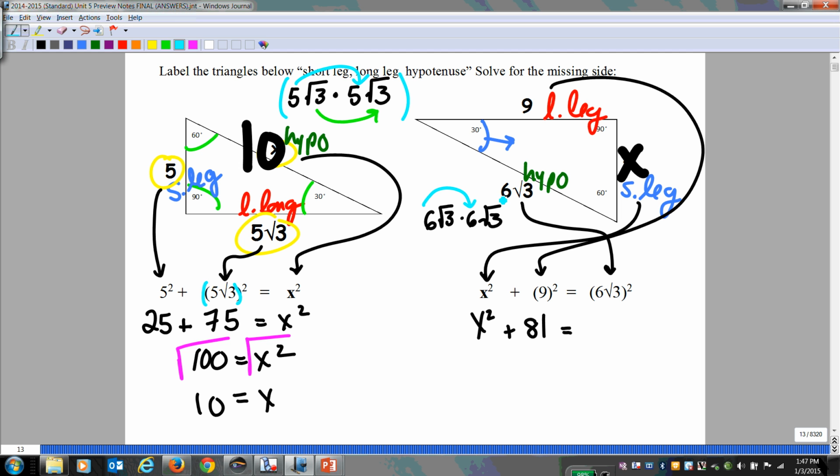6 times 6 is 36. Root 3 times root 3 is 3. So we're going to do 3 times 36. Oh my goodness, we're going to do double-digit multiplication by hand. Yes. That's going to be 108. I'm going to wait.